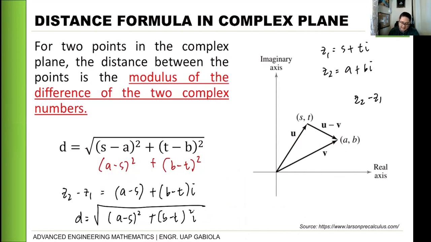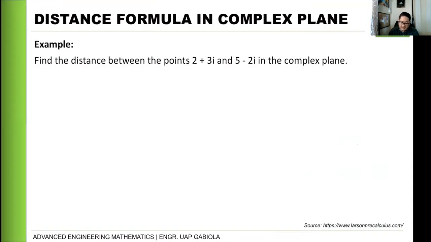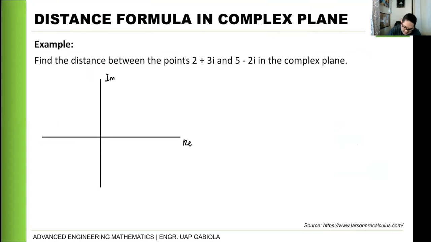So, when we have this kind of problem, find the distance between points 2 plus 3i and 5 minus 2i in the complex plane. First you need to plot yung mismong given natin. Okay? Para mas masanay tayo. So, ito yung real and then yung ating imaginary. We have 2 plus 3i, so positive 2 sa real and then positive 3 sa i. So, ito yung point na yon. Tawagin natin P1 na lang.